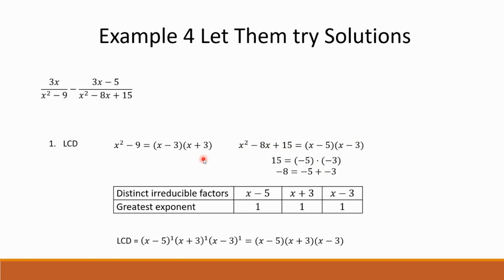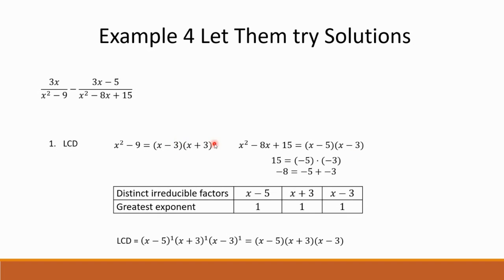Okay, so now the denominators have been factored. What are the irreducible factors? X minus 3, x plus 3, and x minus 5. X minus 3 is already listed. Do we list it again? No. So we have those.